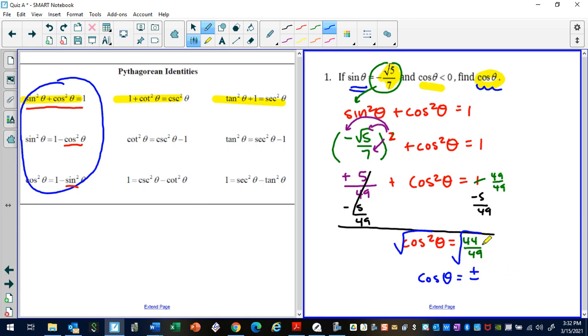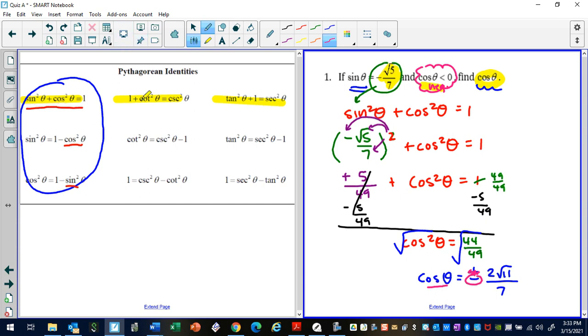Square root this, simplify this. The square root of 44, use a factor tree or factor ladder. You're going to have a 2 coming out, 11 left on the inside. The square root at the bottom is just a 7. Those outside numbers don't simplify any further. The last thing you have to do is decide on the plus or minus, and it comes back to here. It tells me straight up that cosine is less than 0, cosine's a negative. I'm finding cosine, that's why I want it to be a negative answer. So that should be your final answer for number 1.